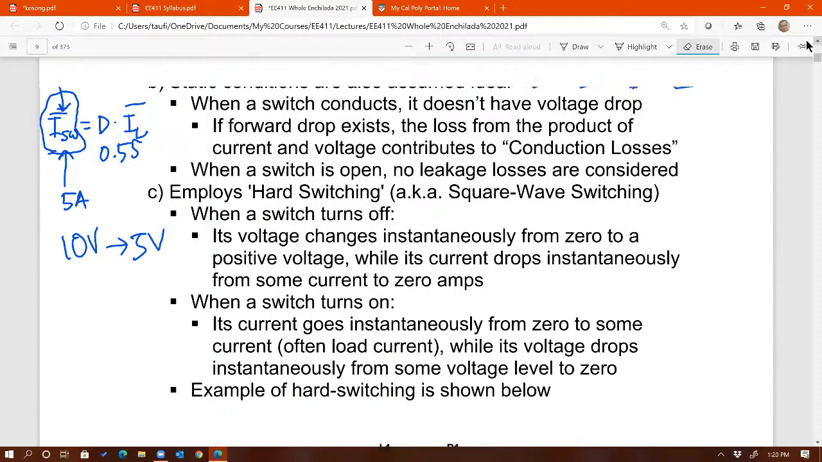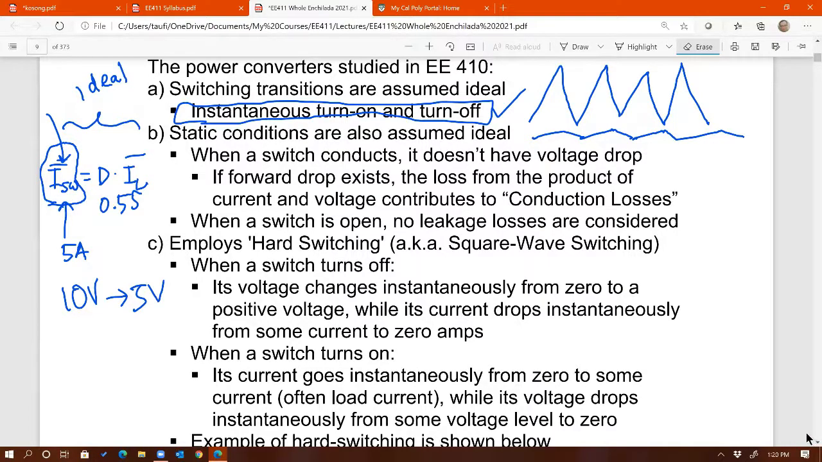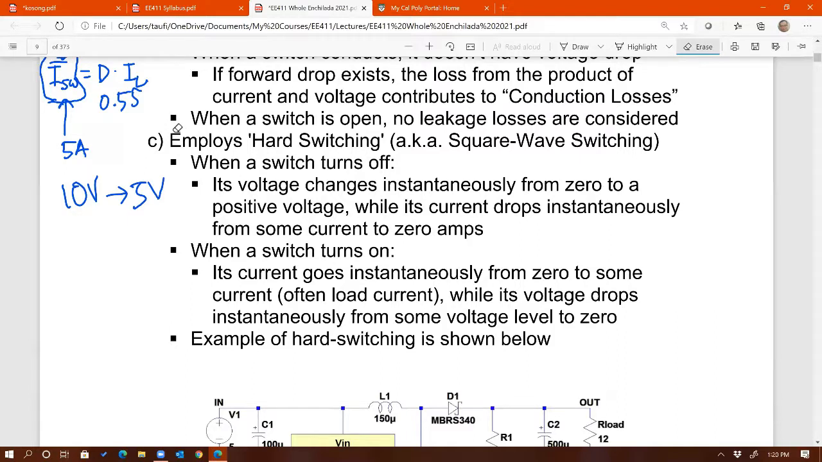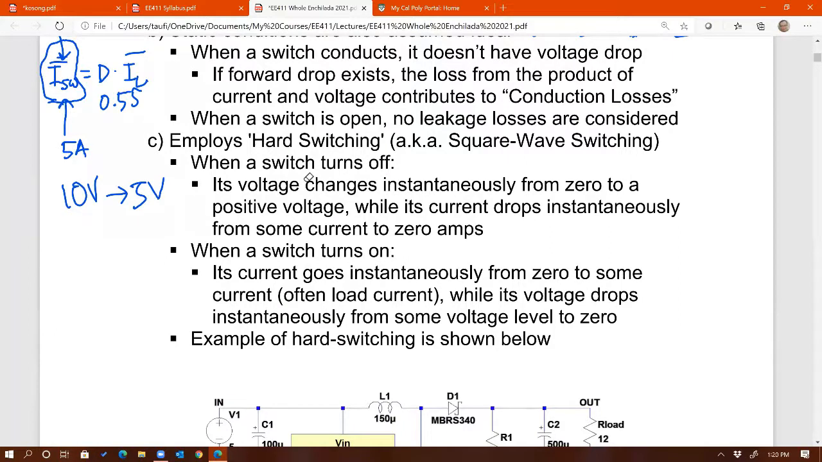So that's what we assume in EE410. Another thing is that I focus on PWM in EE410, and PWM is hard switching, meaning that we are turning on the switch when the current. Imagine the switch is being turned on. In PWM, how much current does that switch have before we turn it on? 0 amps, right? Then as soon as we turn on, that same switch will carry, relatively speaking, big current. From 0 it jumps to, let's say, 10 amps. That's hard switching, a step change from 0 amps to 10 amps.